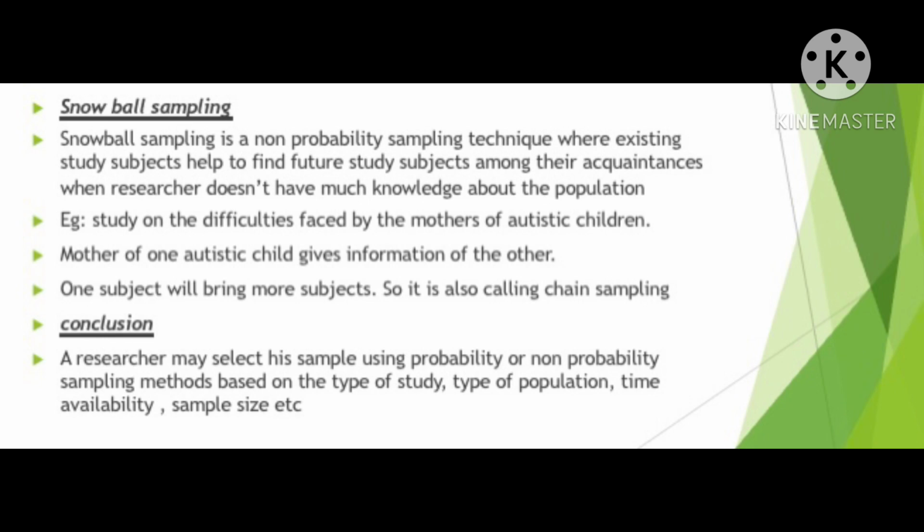So we can say that a researcher may select his sample using a probability or non-probability sampling method based on the type of study, the type of population, time availability, sample size, and maybe the type of sample, whether it is heterogeneous or homogeneous. Based on that, the researcher may select the appropriate sampling method.